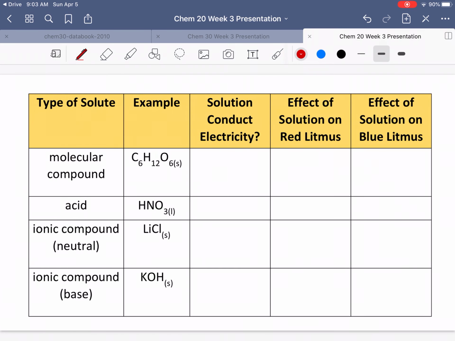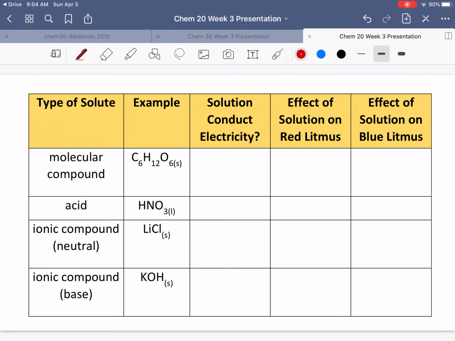Okay, let's summarize this to get to the end here. I've got 4 different types of solutes. So again, a solute is something that is going to be in smaller quantity compared to the solvent, which in this case is going to be water for all of them. Look at the first one. It's a molecular compound. And if you glance at this thing, this is not an acid. Yeah, there's hydrogen present, but we've got a strong molecular compound here of our glucose, right? C6H12O6.